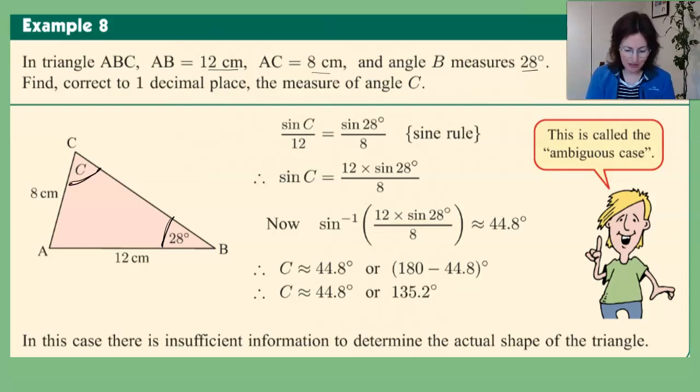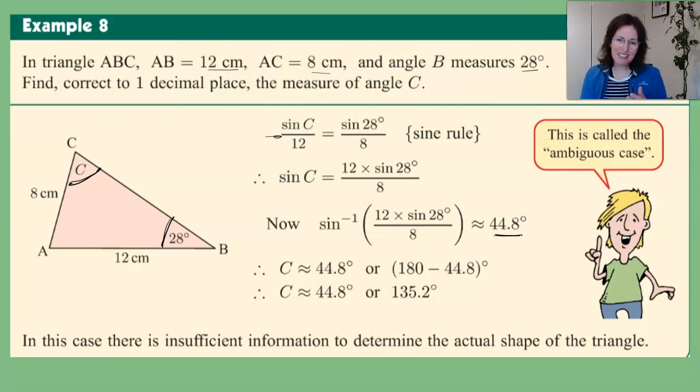So angle C is over there. Using the sine rule, setting it up there, solving for an angle, substituting values in, finding the inverse of sine to give us 44.8. Therefore, angle C is 44.8.